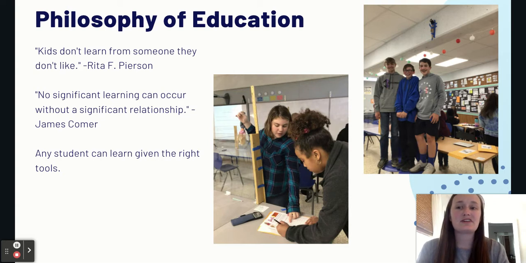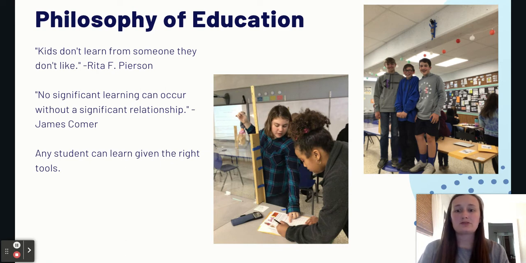So my philosophy of education: these 2 quotes in particular really speak to me, and I really try to incorporate them into my own practice. Kids don't learn from someone they don't like, and no significant learning can occur without a significant relationship. I believe those 2 are especially important when dealing with middle school students. They don't care about how much you know until they know how much you care about them. And I have found that to be especially true in the 4 years that I've taught.